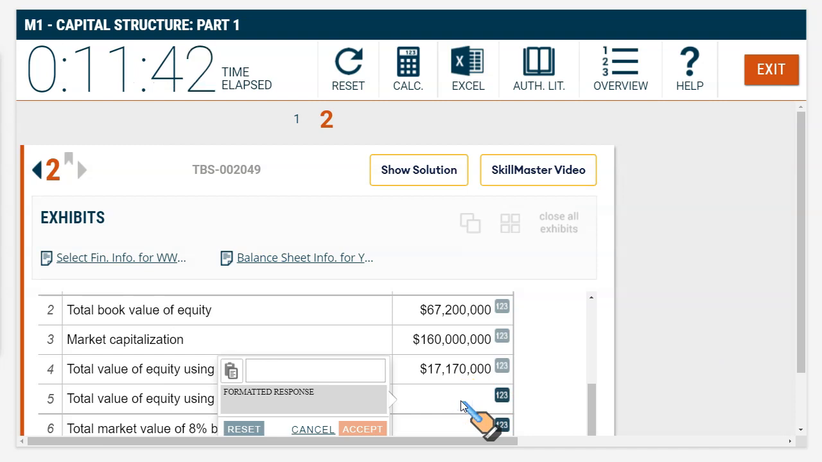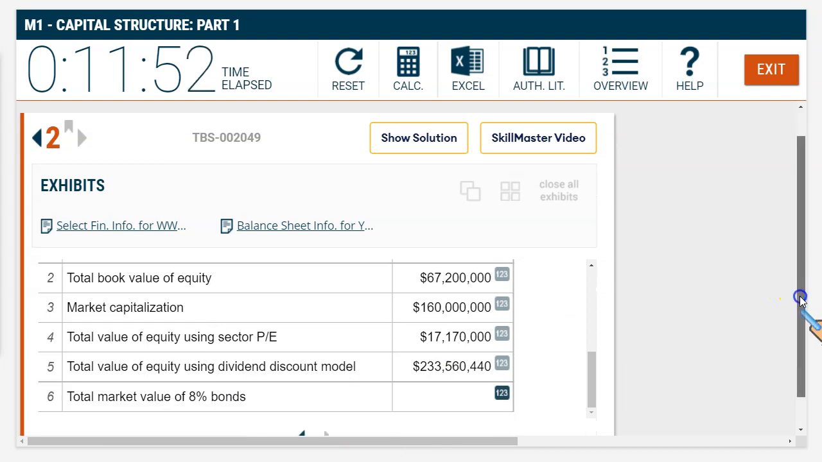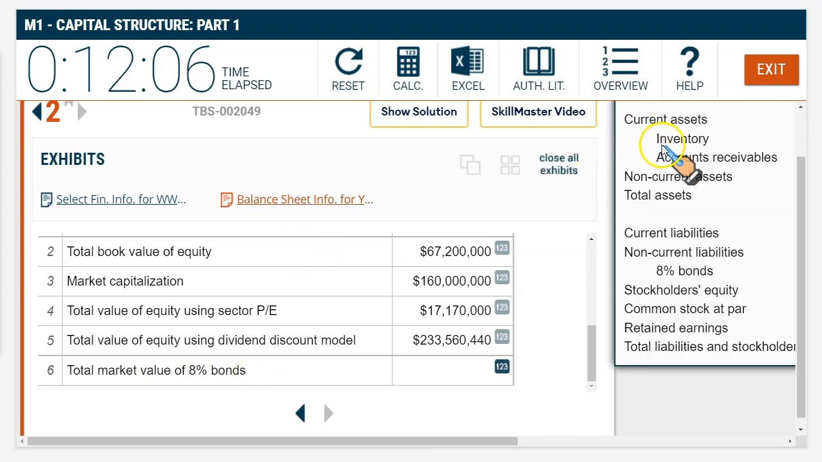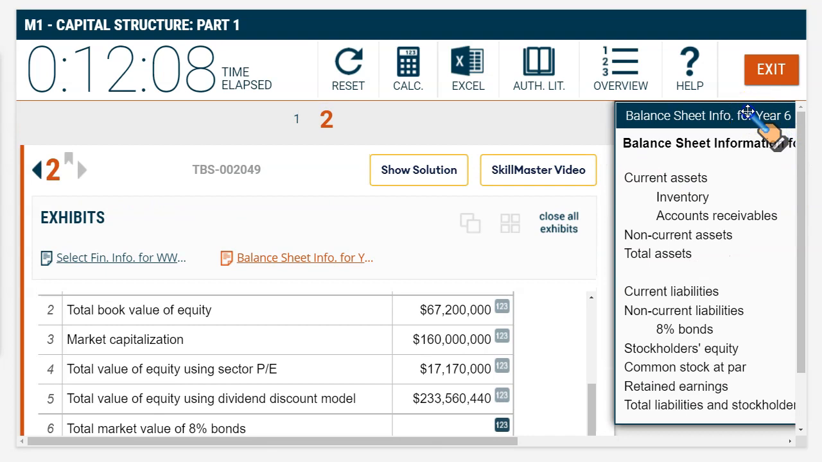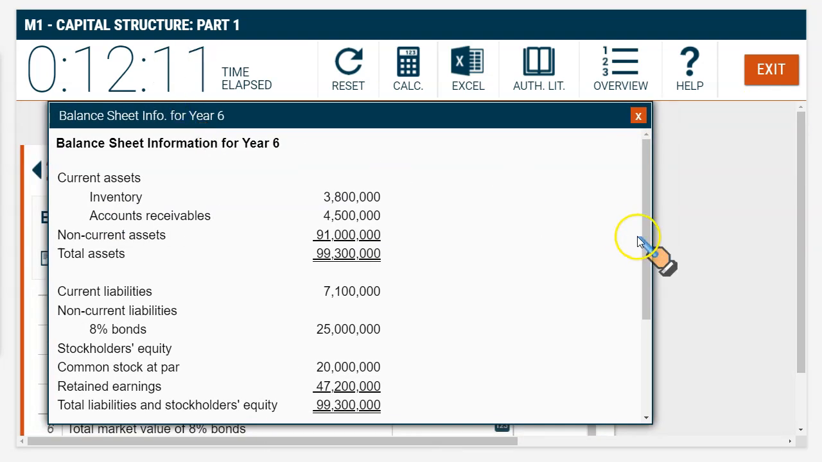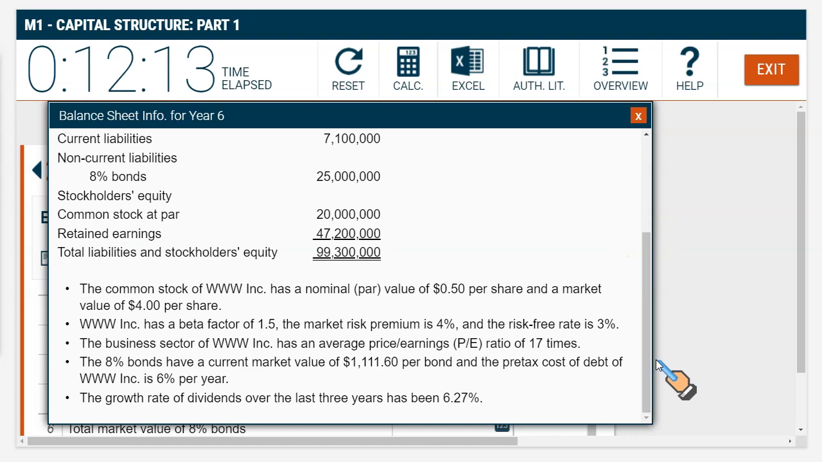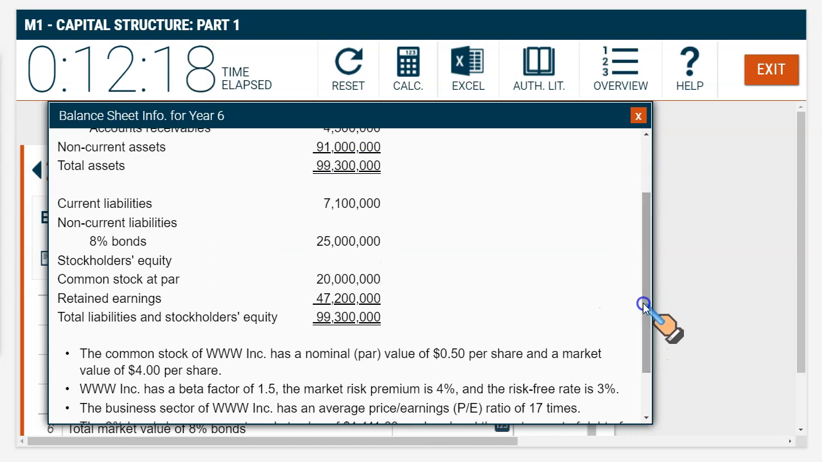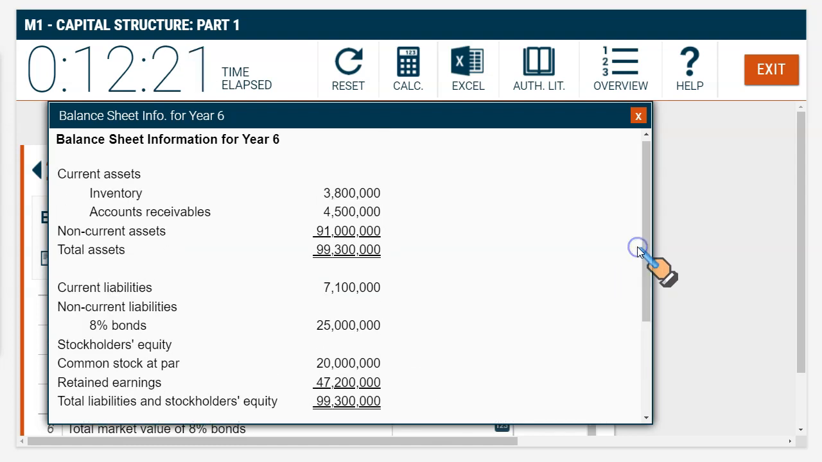So plug in the numbers here. It's going to be 233,560,440. Done. Now the last part says the total market value of 8% bonds. For this we need to consult the balance sheet. Okay. All right, now look at this. This is the total book value of the bonds right here, 25 million.